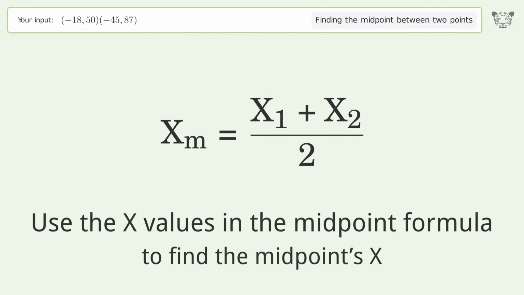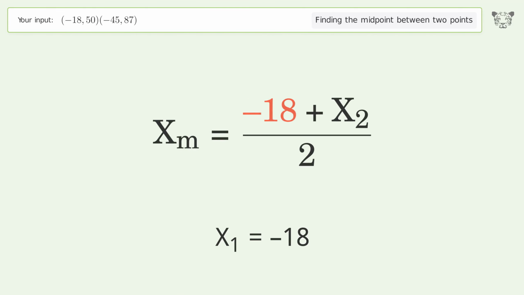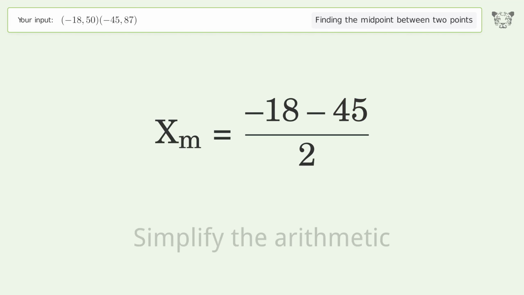Use the x values in the midpoint formula to find the midpoint's x. x1 equals negative 18. x2 equals negative 45. Simplify the arithmetic.